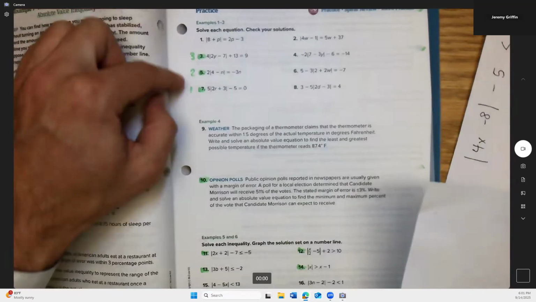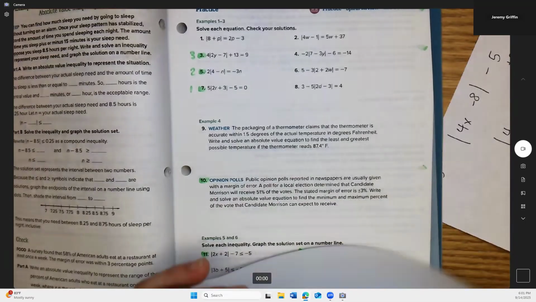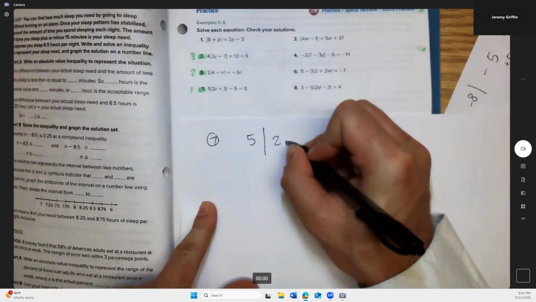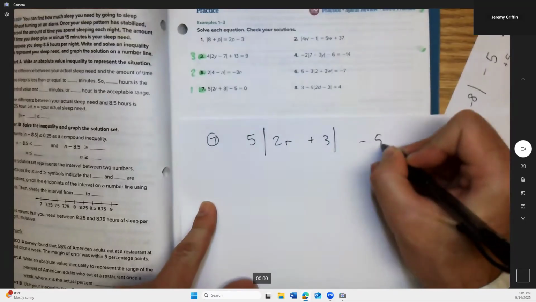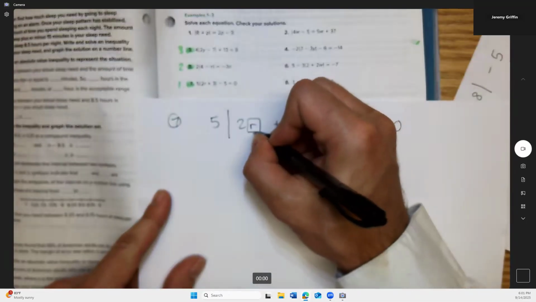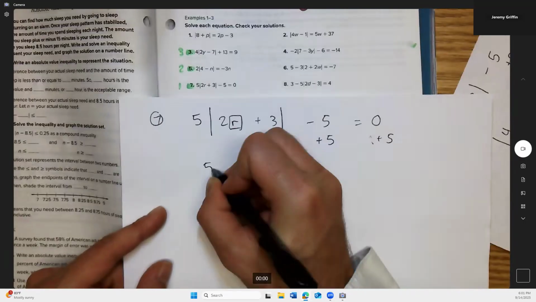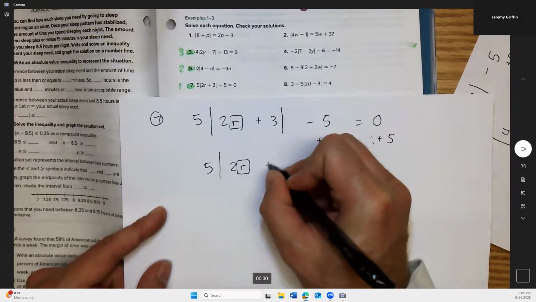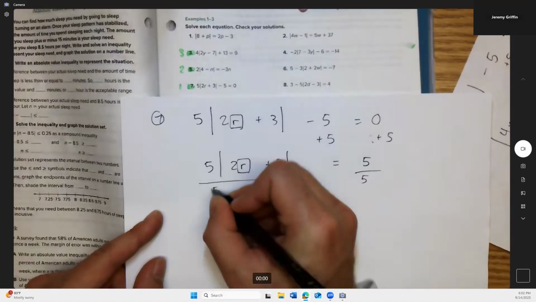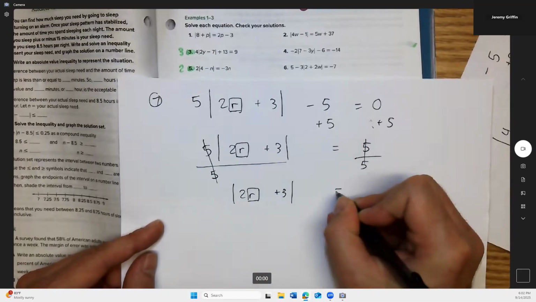I'm going to do number 7, 5, and 3 in that order. So number 7, I got 5 times absolute value of 2r plus 3, and the whole thing minus 5 is equal to 0. Solve each equation, check solutions. So we're solving for r. First thing is add 5 to both sides. We get 5 times absolute value of 2r plus 3 equal to 5. Maybe I could divide both sides by 5, which makes 1. So absolute value of 2r plus 3 is equal to 1.